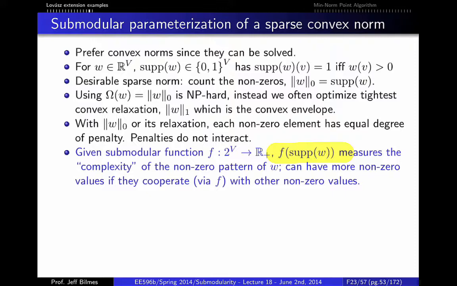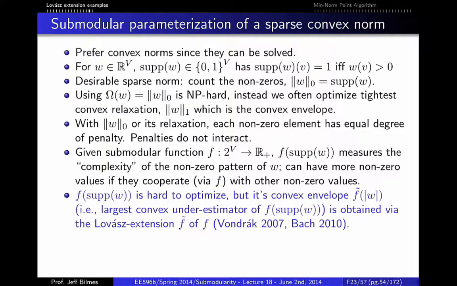Okay. Now, on the other hand, there's the same problem, which is that this is difficult to optimize, right? It's this very difficult problem. But on the other hand, what we can do is take the convex envelope of this thing. That's hard to optimize, but it turns out that the Lovász extension is the convex envelope of the submodular function applied to the support of w. And this is shown in a couple of different sources.